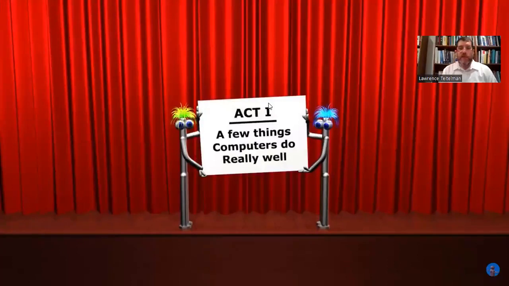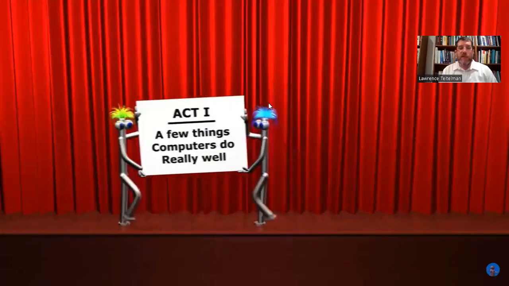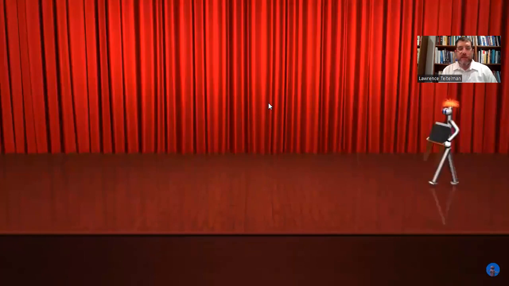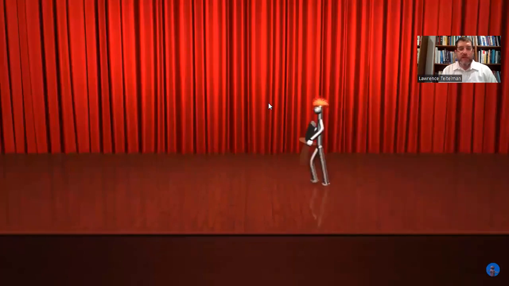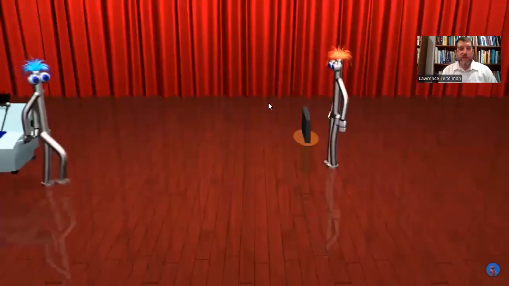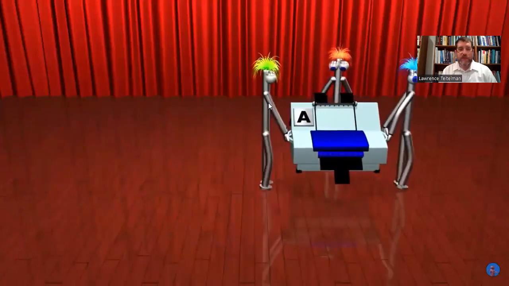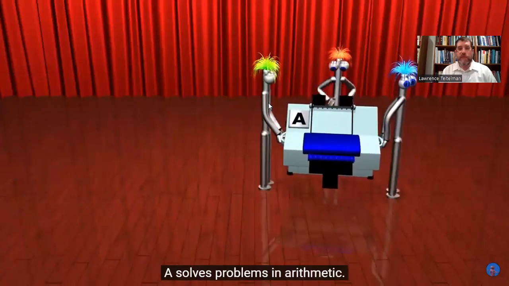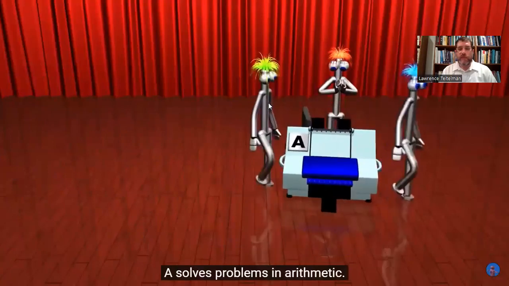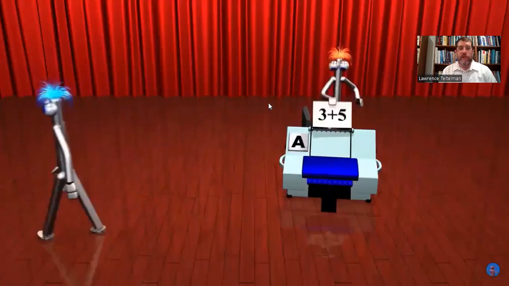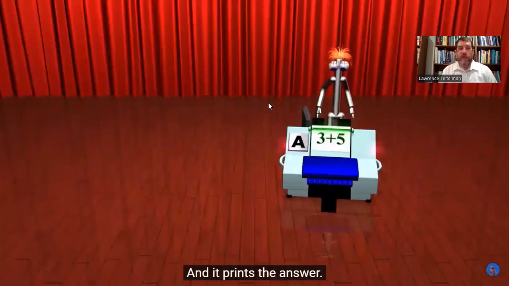Okay, so first we have some polynomial time algorithms. We have some not so polynomial time algorithms. And then we have some unsolvable problems. This is Computing Machine A. A solves problems in arithmetic. It receives a problem written on paper, and it prints the answer.